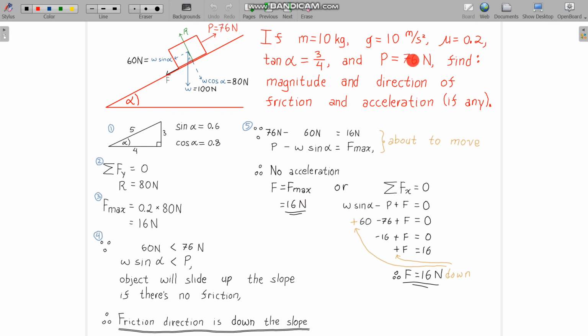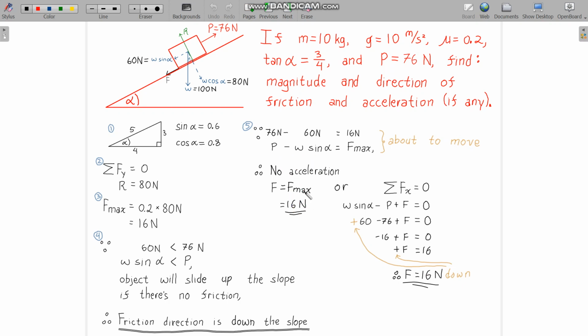If the P is 76, the difference is 16, and the friction is still downwards, down the slope, and it is just about to move up the slope, so we have no acceleration, and the maximum friction is 16.